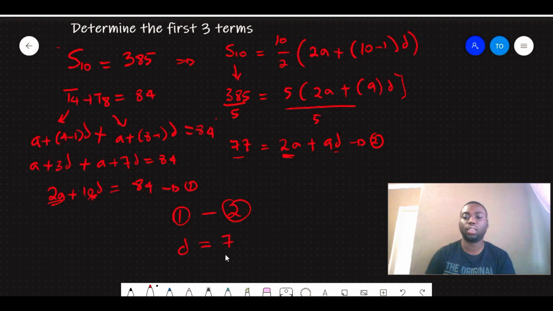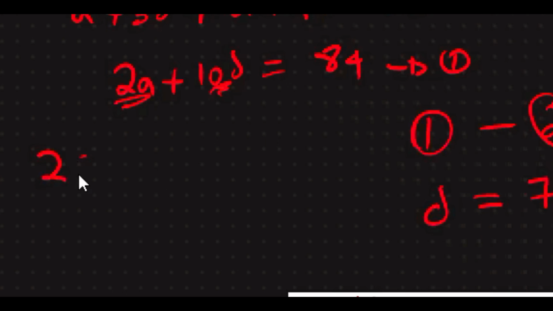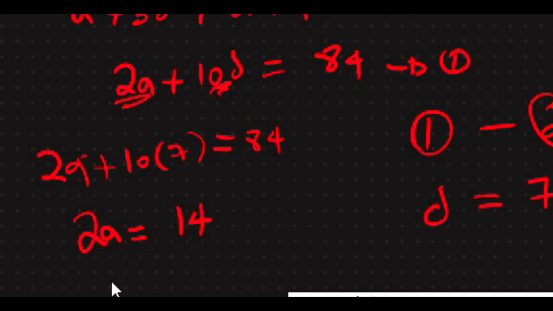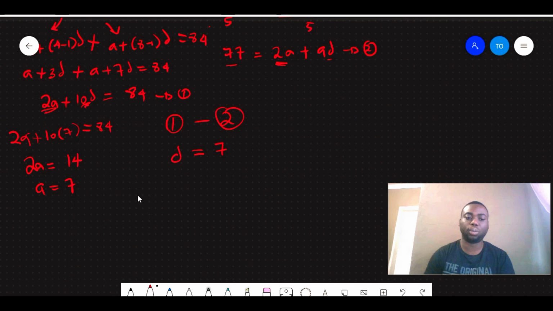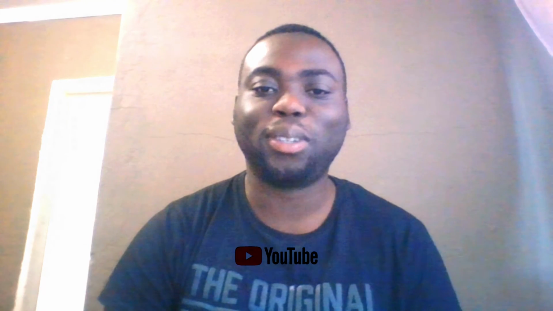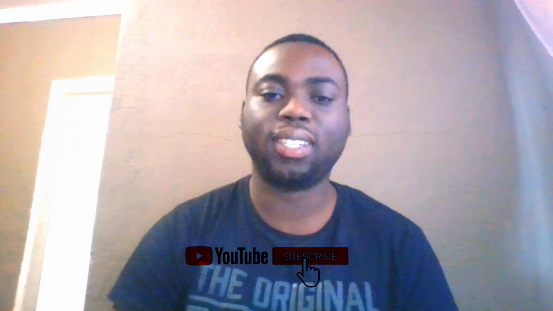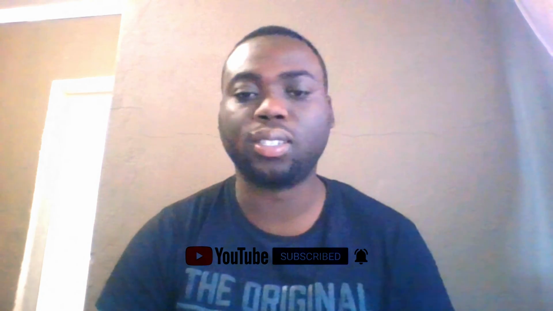To get our A, we substitute this back into any of the 2 equations. So as you can see, your A also gives you 7. So it means that my first 3 terms would be 7, 14, and 21. And that's exactly how they wanted you to answer this question. That's it. Okay, so you should have a better understanding of arithmetic series based on the 3 examples we just did.